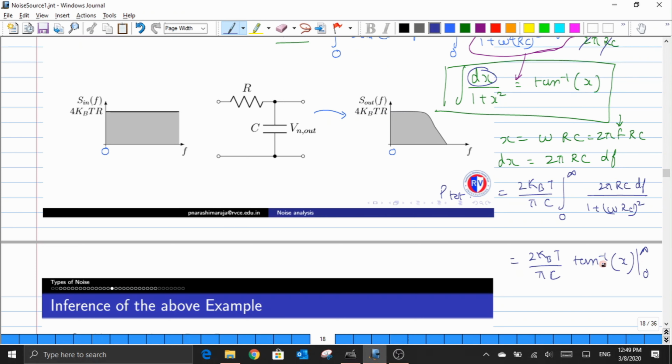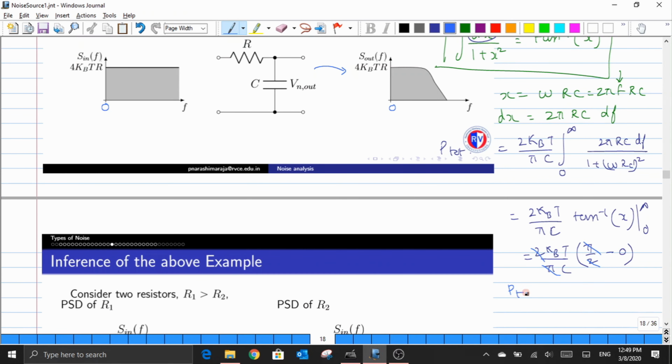And we know that tan inverse of infinity is pi by 2, but tan inverse of 0 is equal to 0. So out of this tan inverse term, we end up with a value equal to pi by 2, and outside this integral we have this constant term, and again one can cancel out some common terms like pi and the value of 2. So the total power of this network is nothing but kB T divided by C, the capacitive component C.